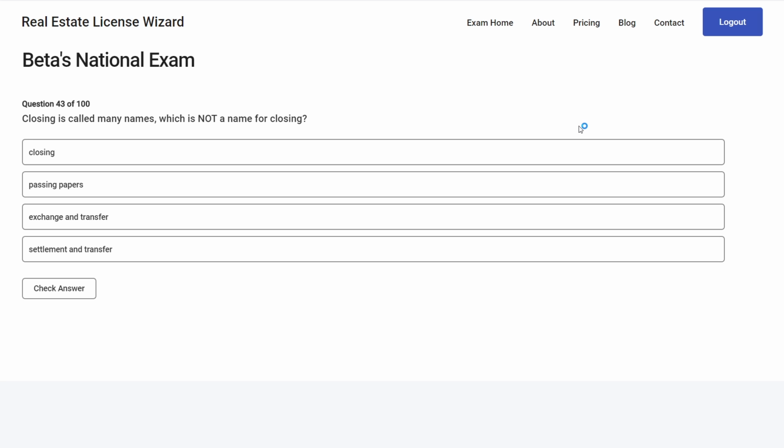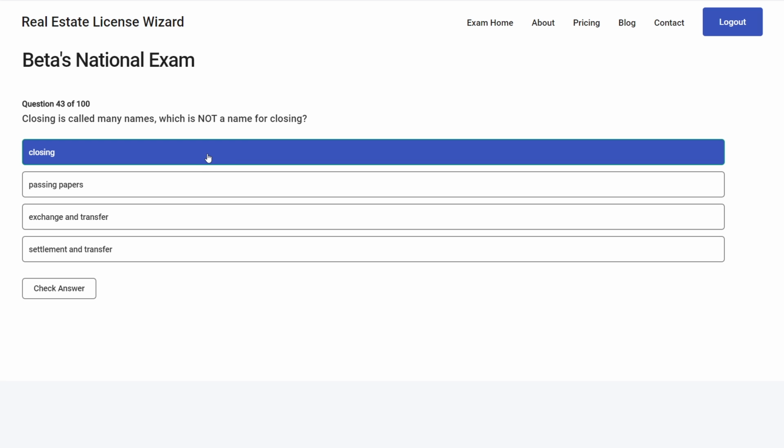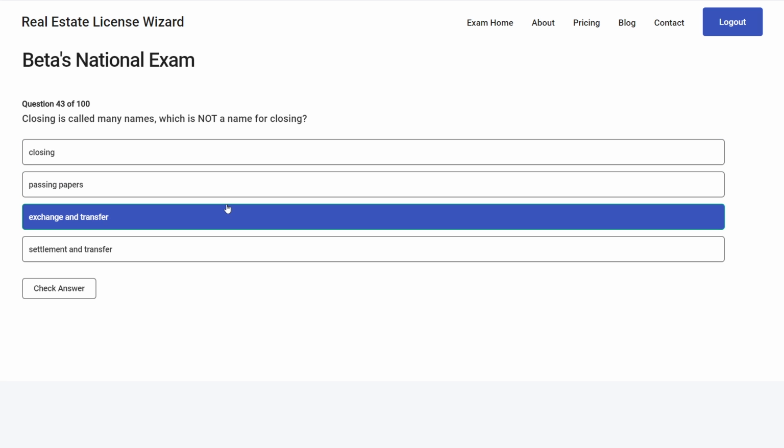So obviously, you guys can go ahead and cross out the first option. It's definitely not closing. But the correct answer for this one is exchange and transfer.